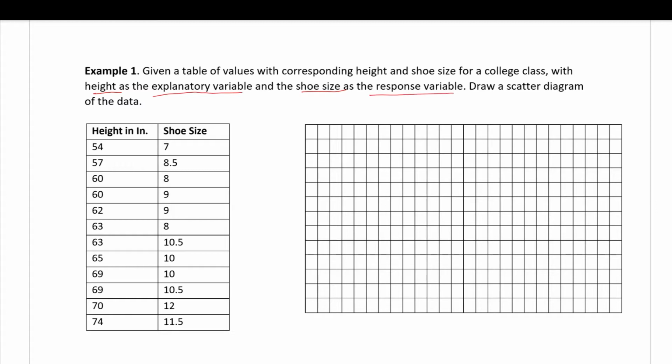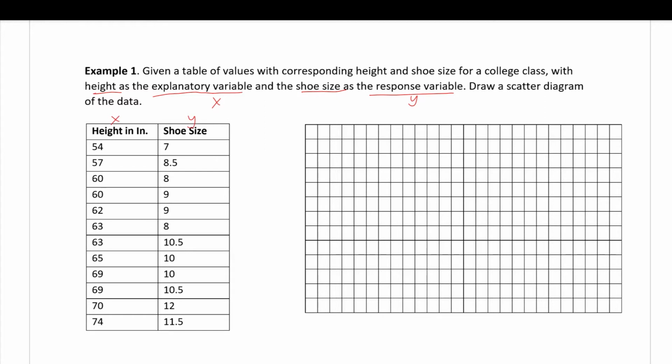And they're saying that the response, think of that as always your output, is going to be on the y-axis, and your explanatory variable explains the response and is going to be on the x-axis here. And we have our data here. So your height is your x, and your shoe size is your y. And we have various heights.